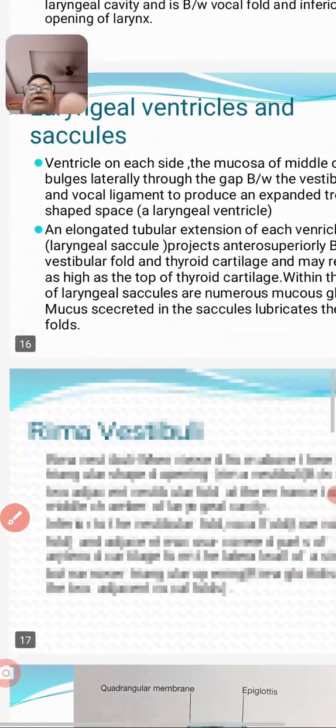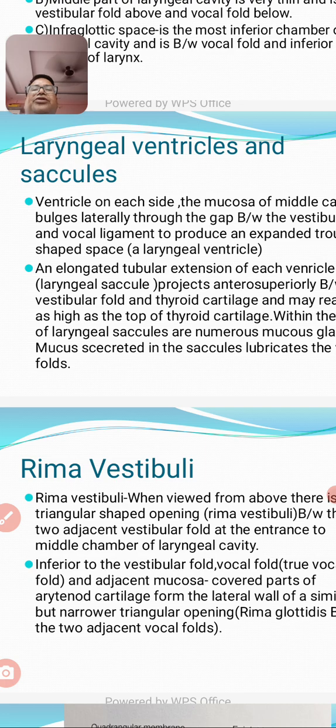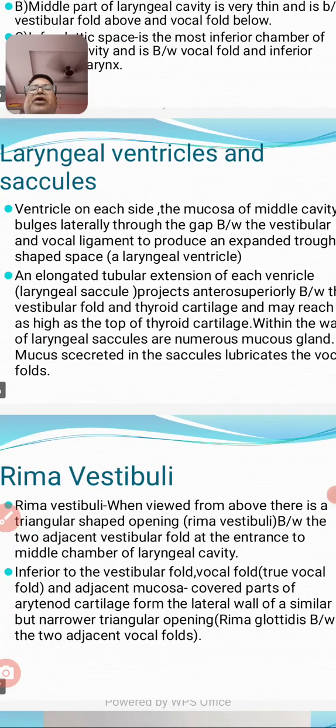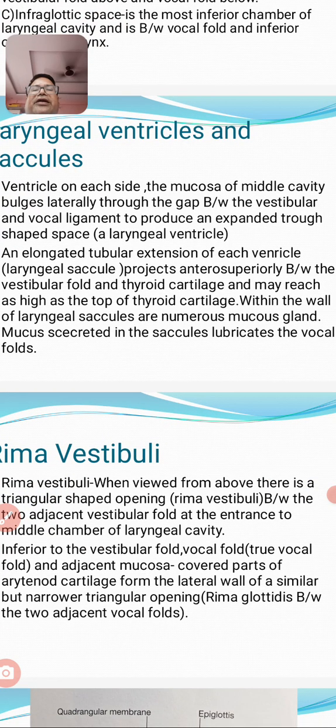Now the ventricles of the larynx. The mucosa of the middle cavity bulges laterally through the gap between the vestibular and vocal ligament to produce an expanded space that is called the ventricle. An elongated tubular extension of each ventricle projects between the vestibular fold and thyroid cartilage and may reach as high as the top of the thyroid cartilage. That is called the saccule of the larynx.